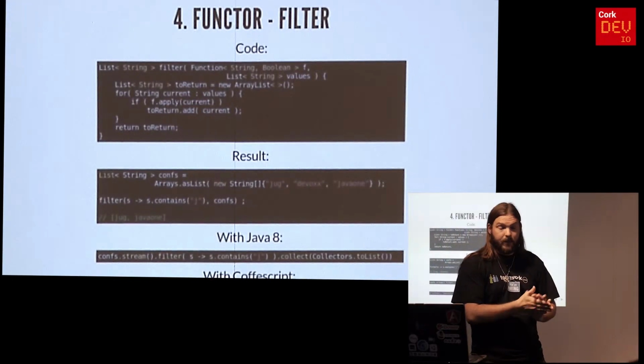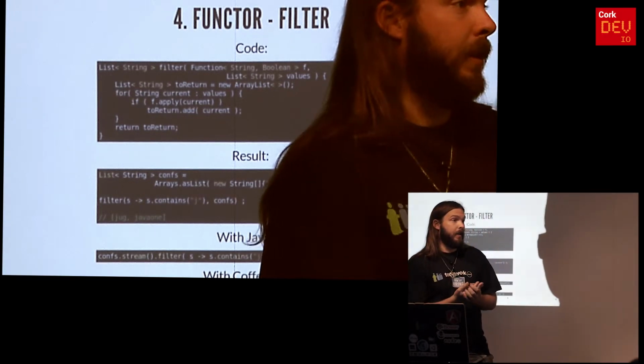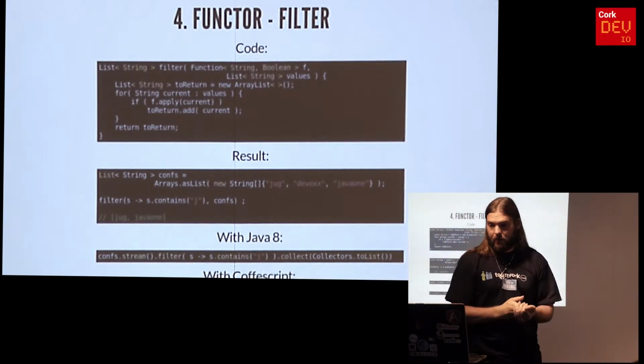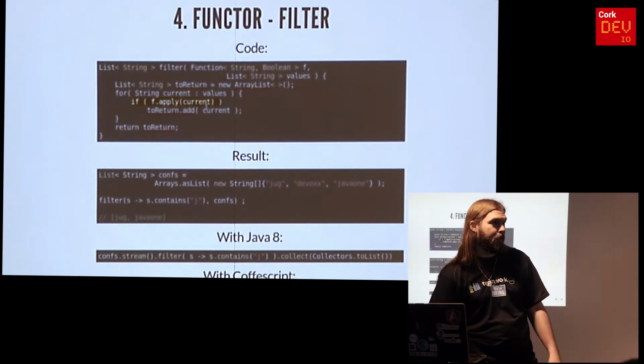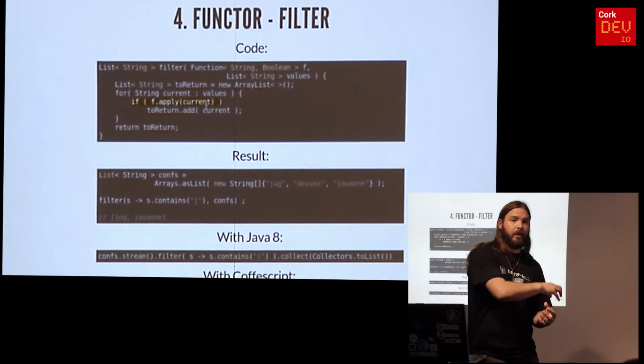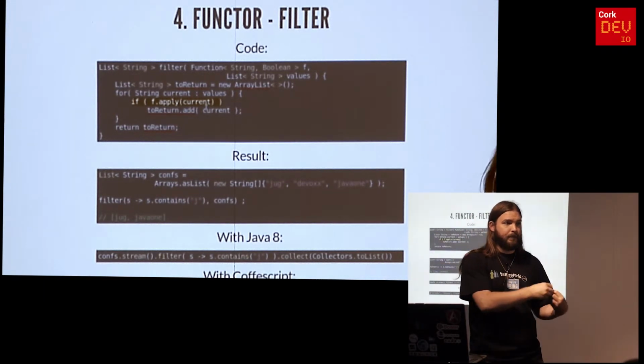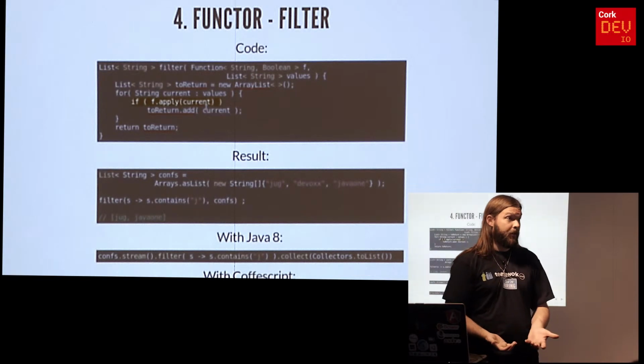Another functor is filter. Filter has the same spirit. It will take a function and a collection, and return a collection. So we create the new collection. We iterate again on every element of the collection. At that time, we'll use the function as a predicate. So we'll put in the new collection only the elements that respect that predicate. That's a filter.